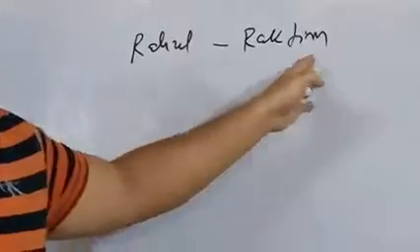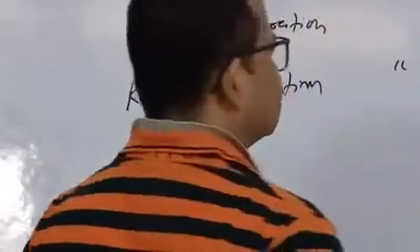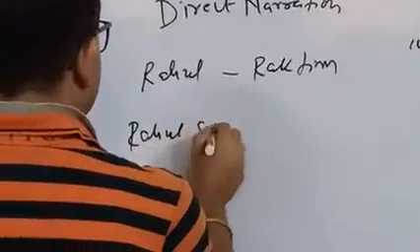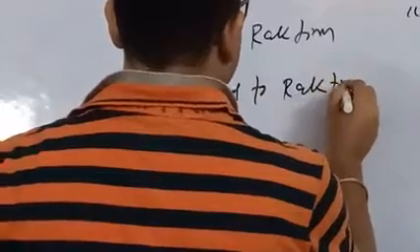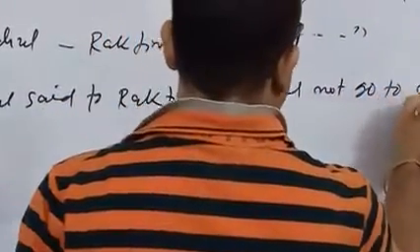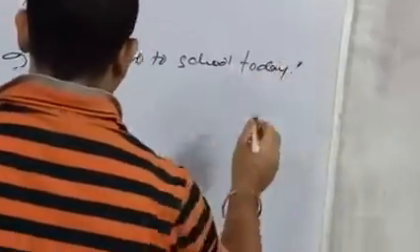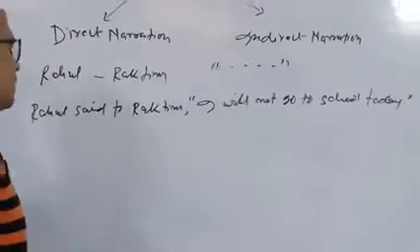The thing which Rahul is supposed to say to Rakti will be given in inverted commas. Say, Rahul said to Rakti, "I will not go to school today." So this is the statement of Rahul which he conveyed to Rakti.